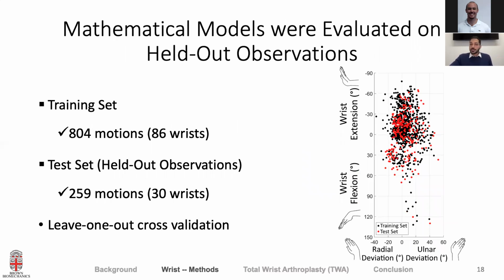Also, to create a predictive model, we held out data from 3 wrists, about 260 wrist postures, in order to test our model after we created it. We picked the best training model using the leave-one-out cross-validation technique, and we evaluated the prediction using R-squared and root mean squared error.